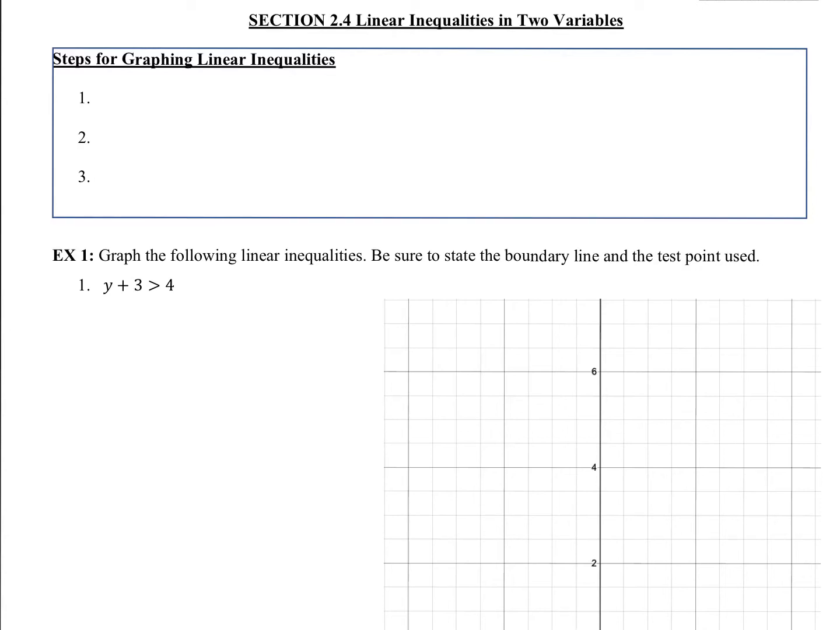Alright, welcome to section 2.4, linear inequalities in two variables. So some of the steps for graphing linear inequalities. Well, the first step you want to do is to find the boundary.